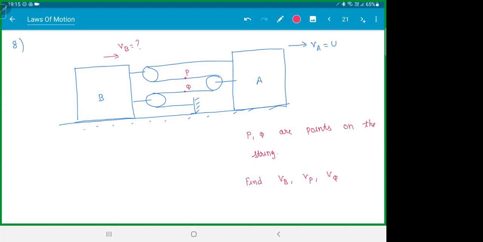PU by 4. Yeah. How do you find P and Q? Think, I'll show you in a minute. Try. VB is easy. U by 2, yeah. P and Q, I have to see when I don't remember the answer.